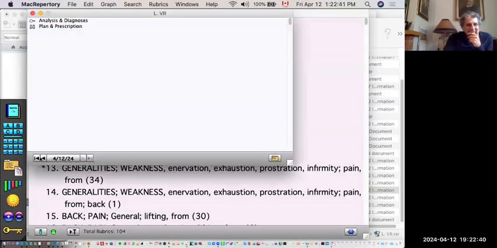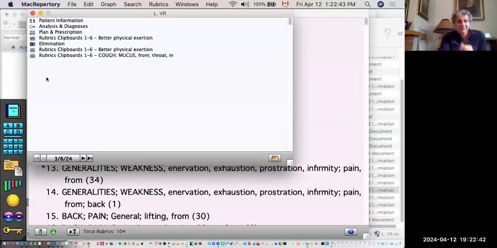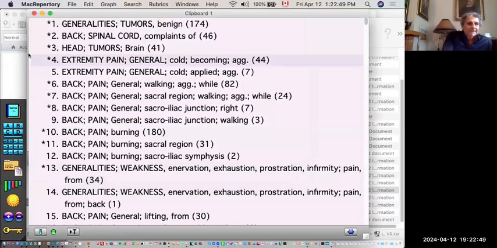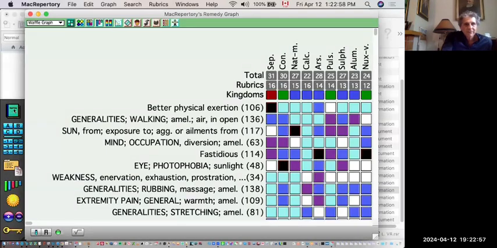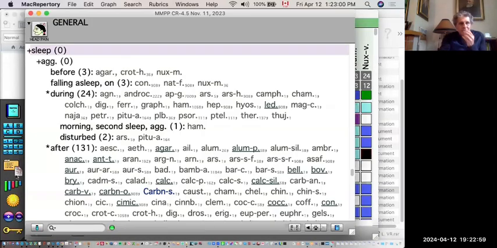So let's go back. It will give us the date. So March 6th, so I was right. I thought I'd say February or March. So let's look. This would be the genius of the case. So it's better with exertion. So this is looking with the MMPP repertory.